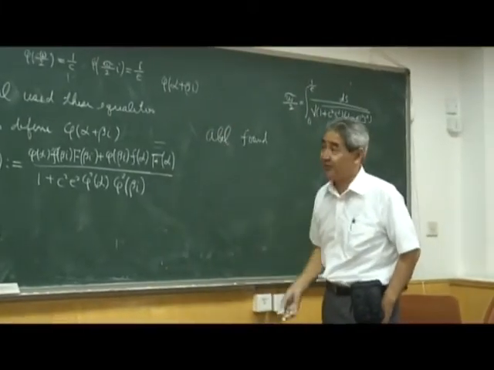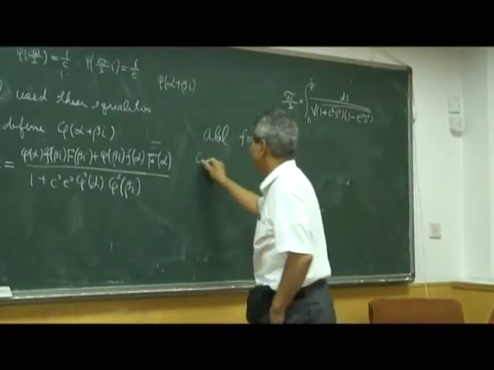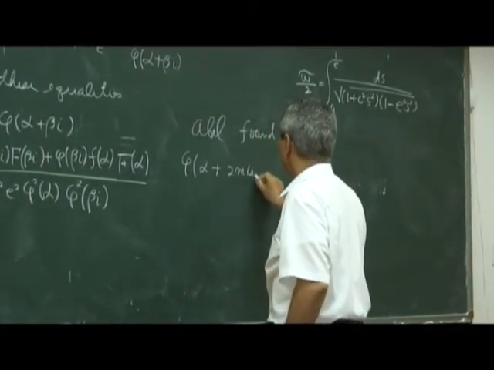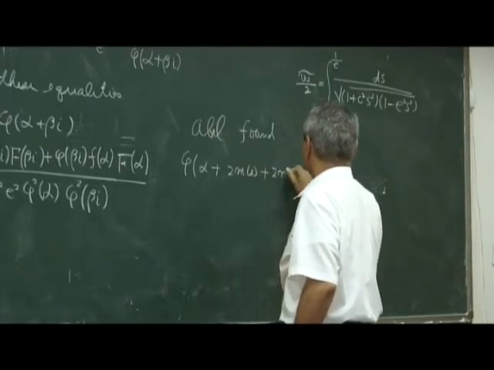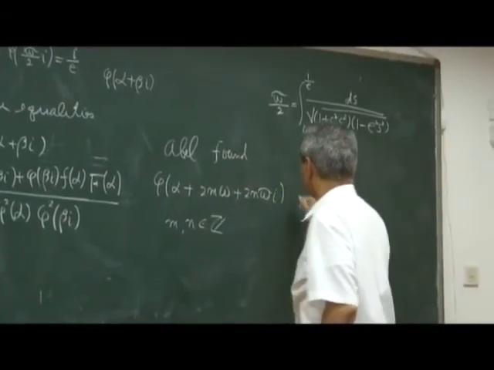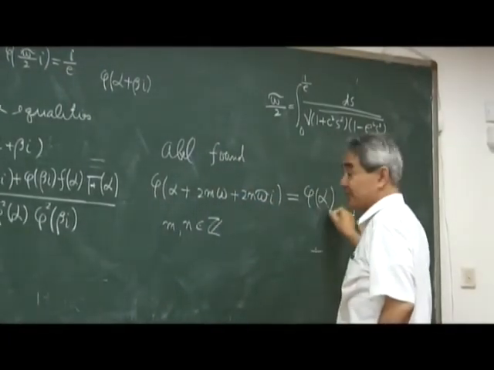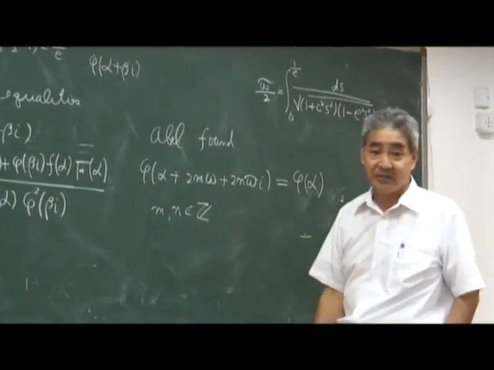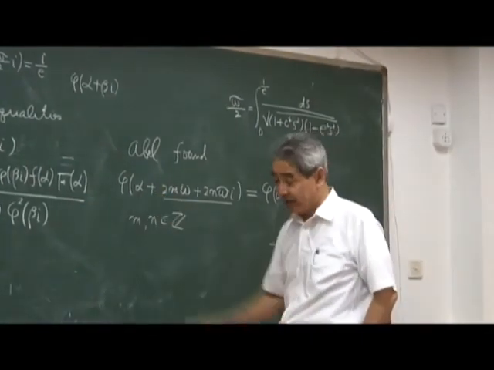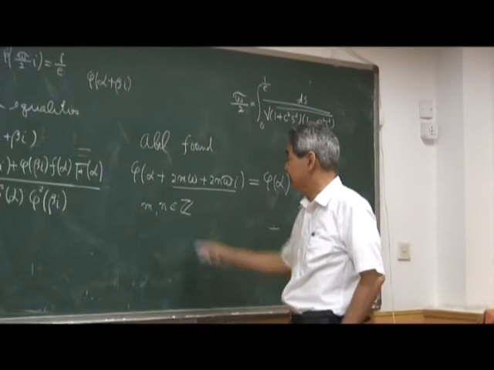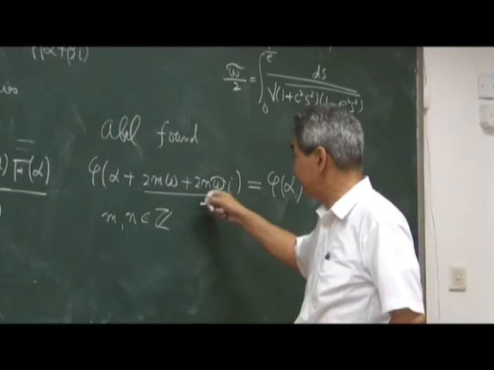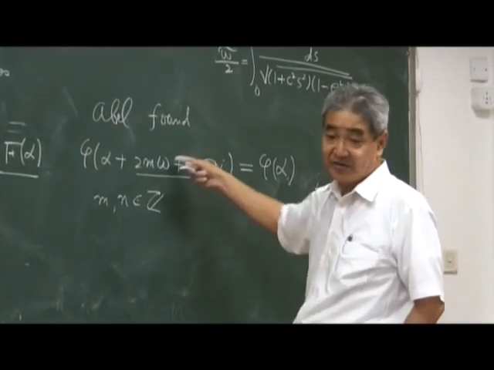Just checking very carefully about this addition theorem, phi of alpha plus 2m omega plus 2n omega tilde I, where m and n are integers, is equal to phi alpha. Okay, so that means that if we change this argument by some integral multiple of 2 omega and some integral multiple of 2 omega tilde I, then you get the same value.